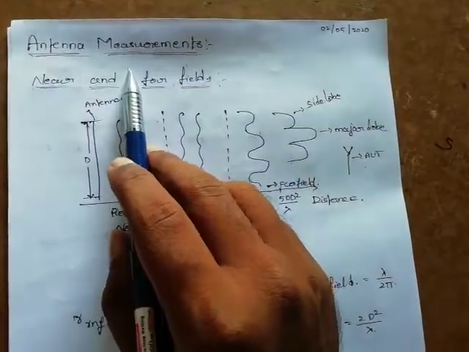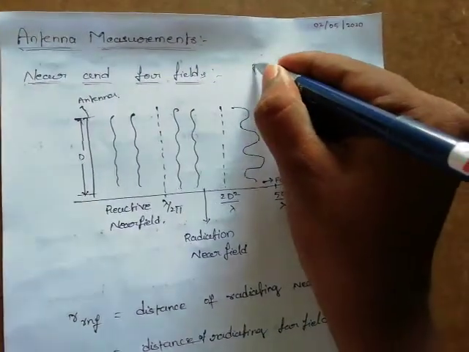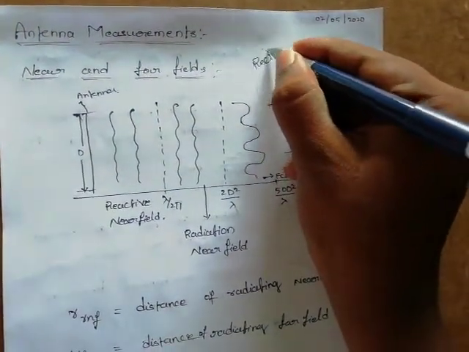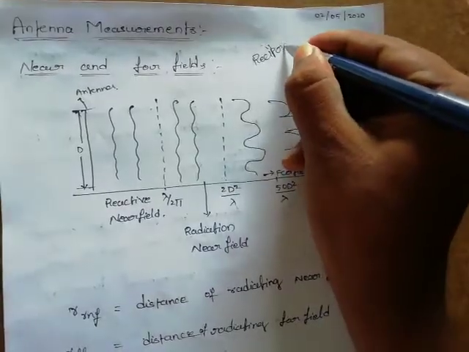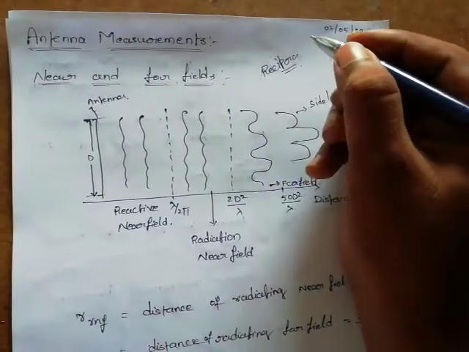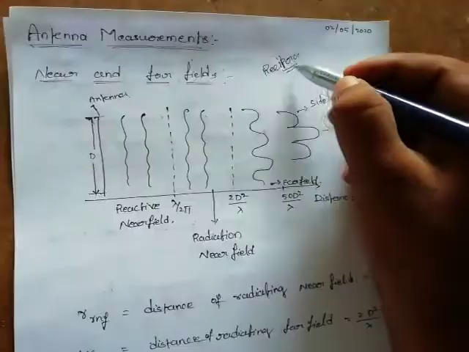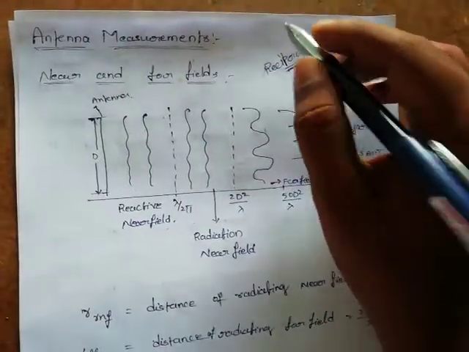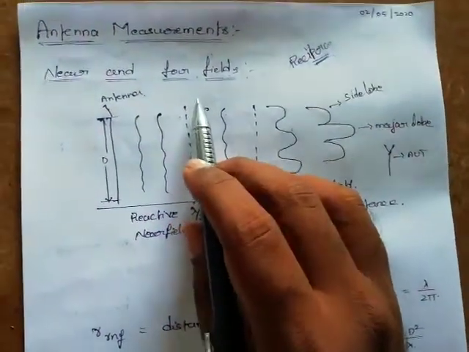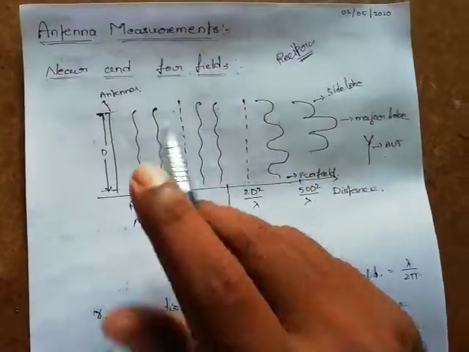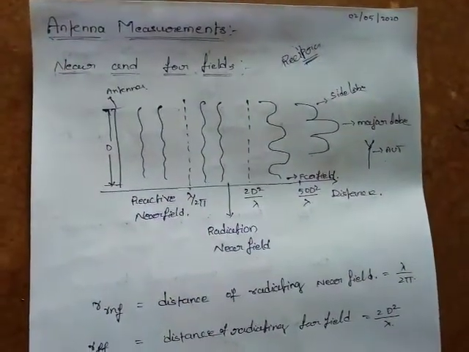We already discussed the reciprocity theorem in the first unit. In antenna theorems I discussed this reciprocity. What is a reciprocity theorem? You go through that concept. The next topic in antenna measurements is near and far fields. So what do near and far fields mean?